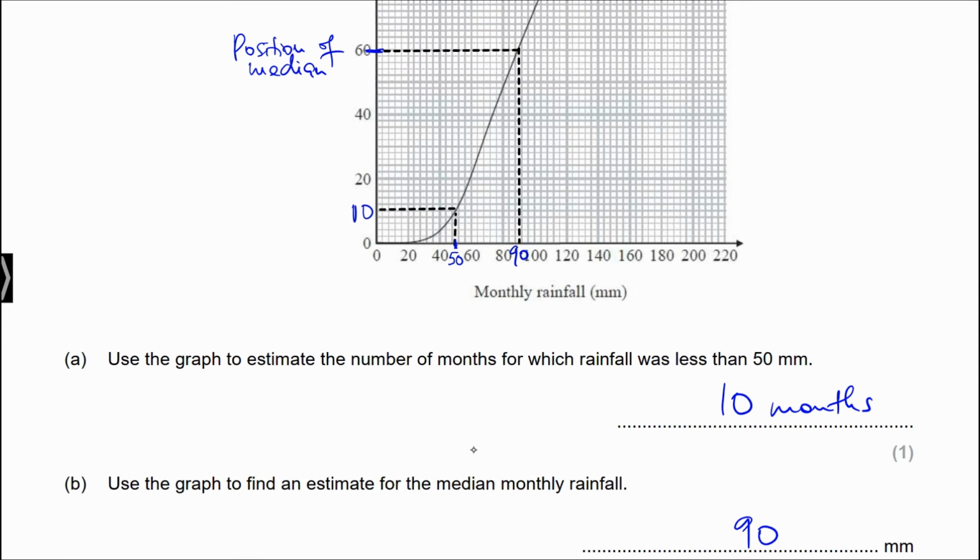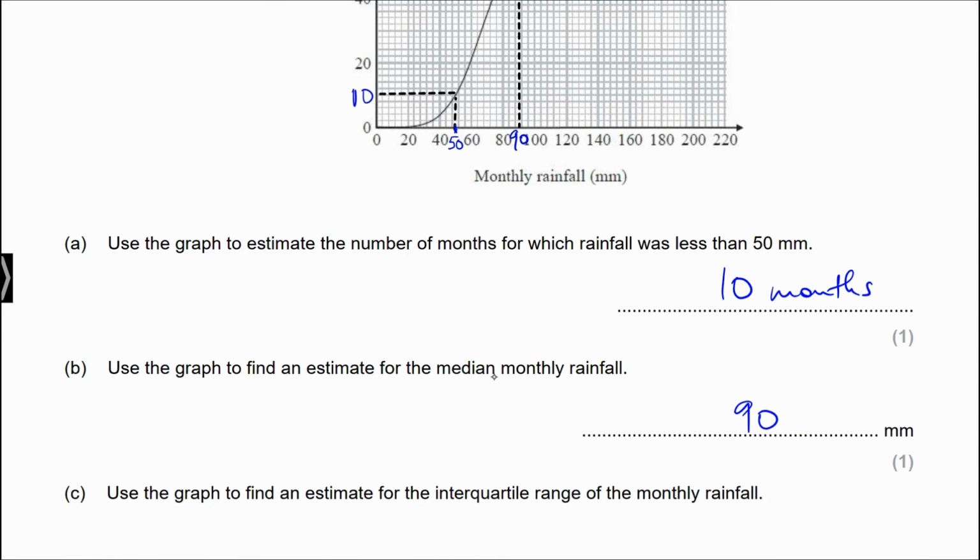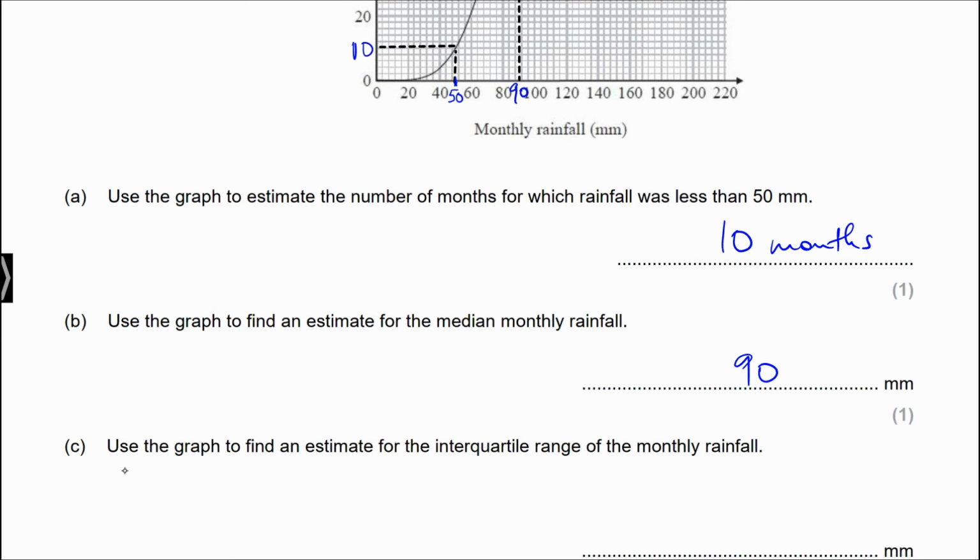Okay, and then the next question is use the graph to estimate the interquartile range. So the interquartile range, again, I'll just write here the same statement I wrote above there. Interquartile range is equal to the upper quartile minus the lower quartile.